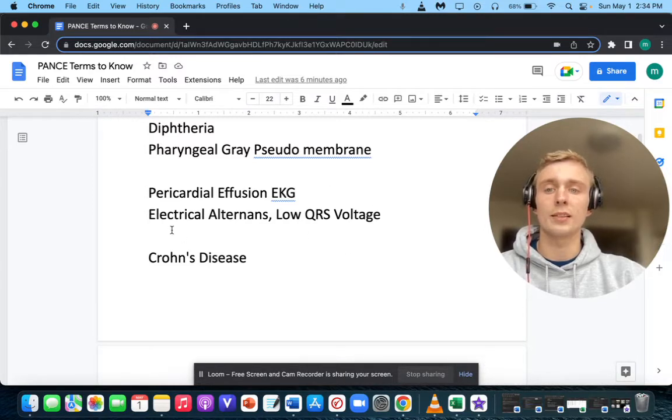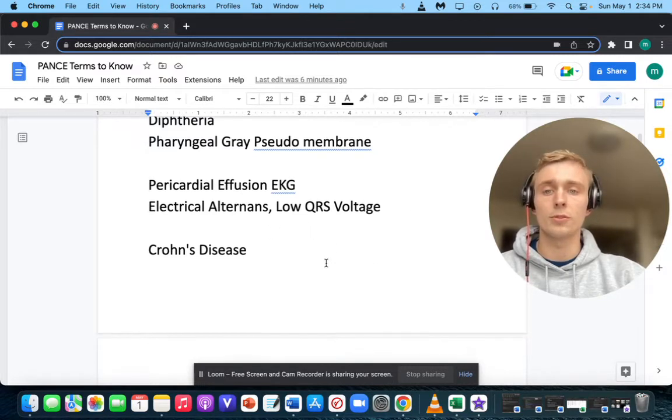So electrical alternans is the heart bobbing around in the fluid. Because the leads are on the chest, it's moving closer and further away. And that's the same thing for the low QRS voltage.